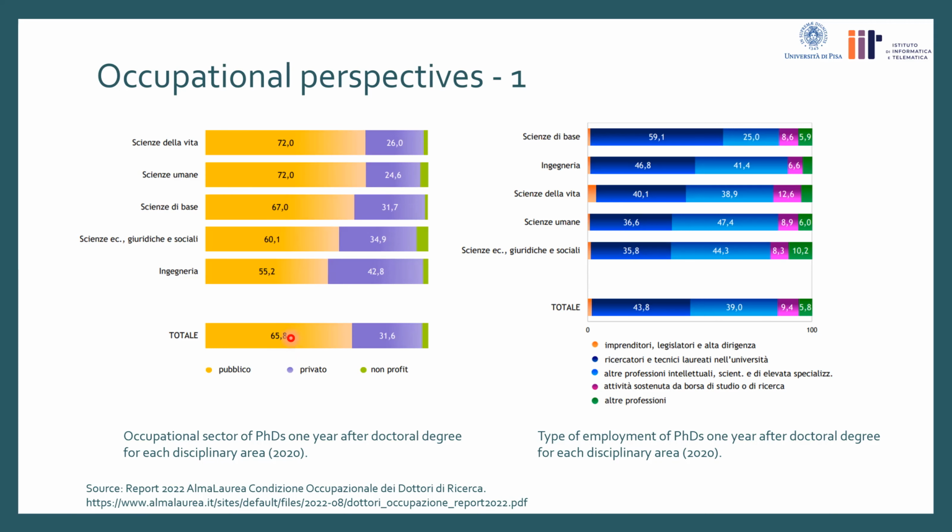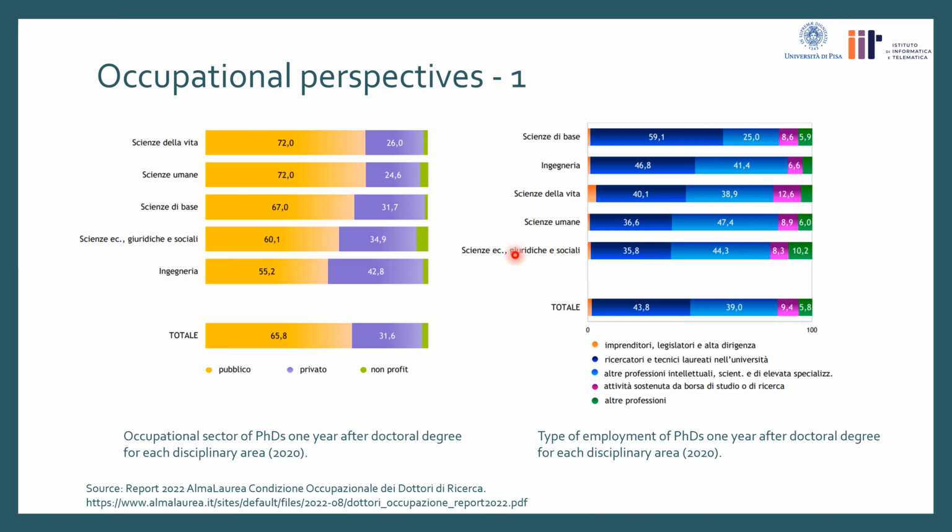Okay, so they find occupation in the public sector, which is okay, good. So far, so good. Also, most of them chose to enter the university. Okay, so the dark blue and the purple are different types of researchers and technicians in the university. So most of the PhD students try to enter the university at the end.